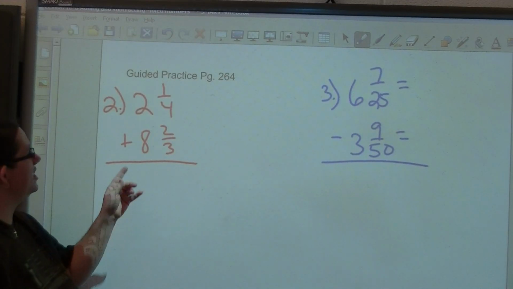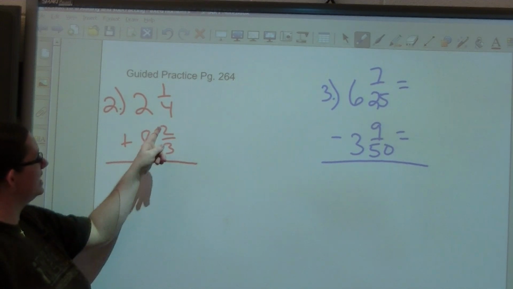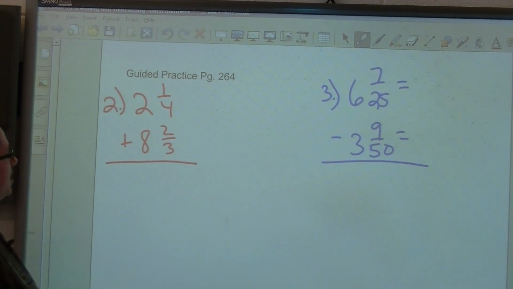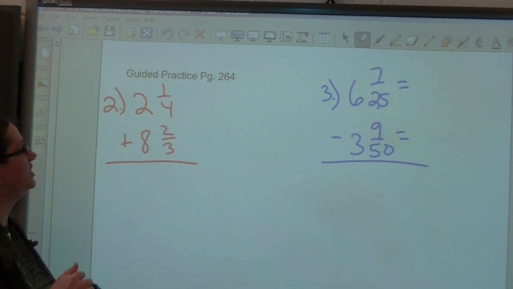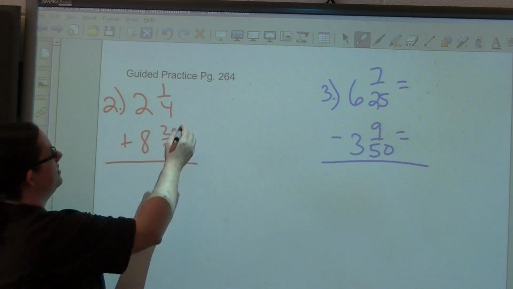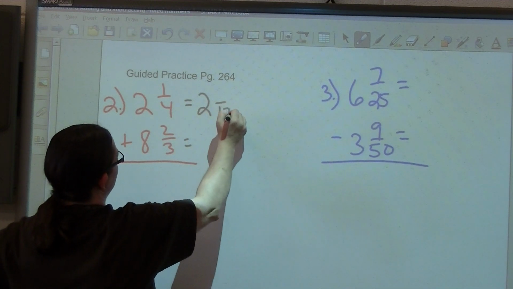Okay, 5th grade, let's try number 2. Copy down 2 1/4 plus 8 2/3. Back to our basic mixed number problem. Nothing new here. Can we add 1/4 and 2/3? No, because we need a common denominator. What is the LCD of 4 and 3? 12. Good. So we're going to change everything now to 12s.